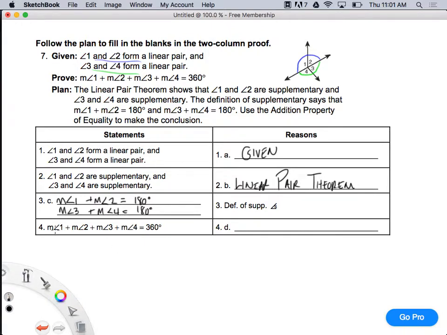Okay? Well, now it says measure 1 plus measure 2 plus measure 3 plus measure 4 equals 360. Well, how do I know that? The addition property of equality. If they add up to 180, if I add the same thing to both sides, that's the addition property of equality. If I add them all up, that adds to 360. Does that make sense to you guys?